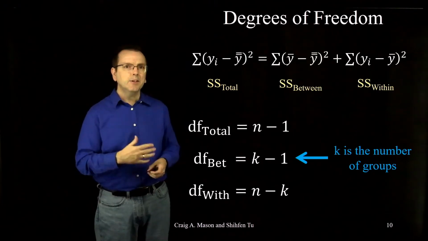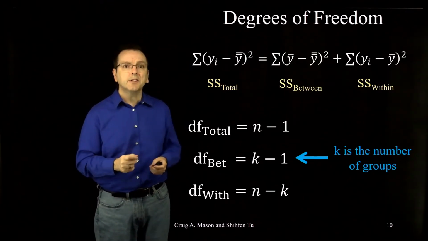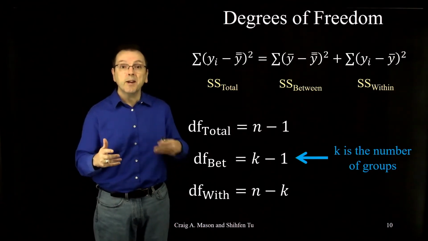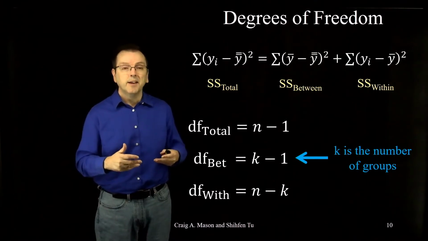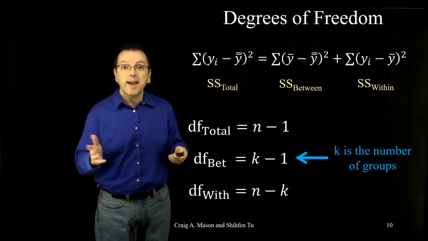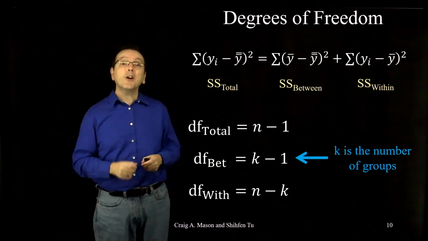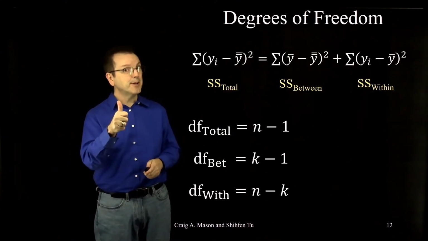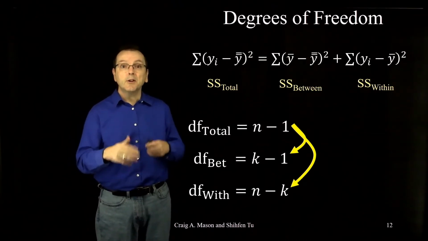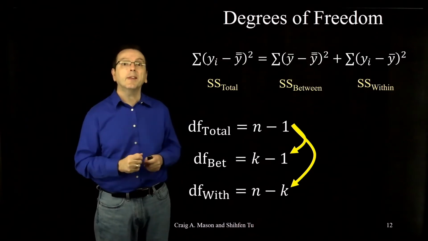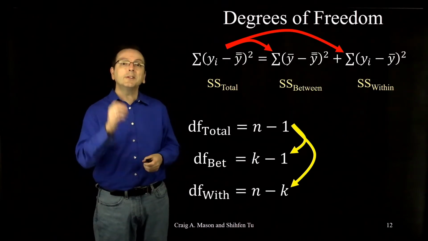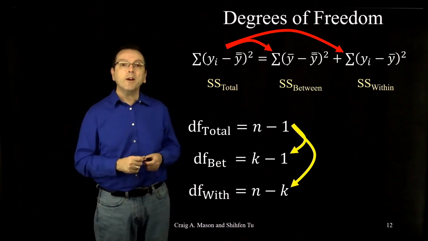Now, if you look at that for a moment, you'll notice that the degrees of freedom within is equal to n minus k, and the degrees of freedom between is equal to k minus 1. And if we add n minus k and k minus 1, we get n minus 1, which is our total degrees of freedom. Pretty cool. We've partitioned the total degrees of freedom into the degrees of freedom between and the degrees of freedom within, just like we partitioned the total sum of squares into the sum of squares between and the sum of squares within.